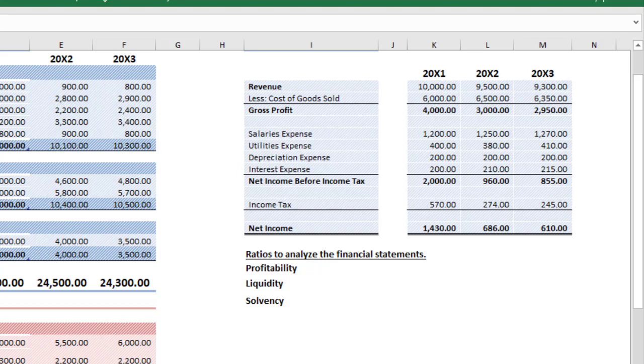The liquidity just means the short-term availability to generate the cash needed to cover the short-term debt. The solvency is looking at the company for the long haul. Are they going to be around for many years versus a short-term situation? So let's look at these three. We'll start with profitability.